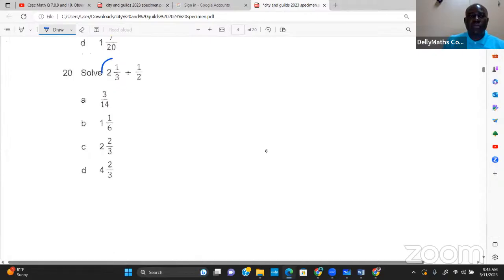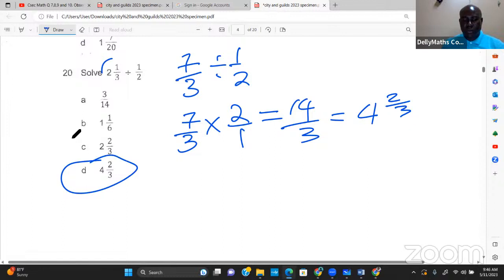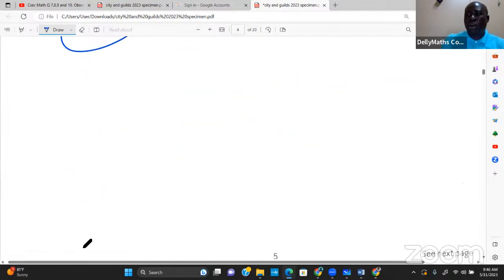Converting mixed numbers again to improper fractions. 2, 3, 6, and 1. 7 over 3 divided by a half, which means 7 over 3 times 2 over 1, which means 7 twos, 14 over 3. And put back into mixed, you're going to get 4 times and a remainder of 2 over 3. And here it is. So you look and you work with whatever you're getting there.